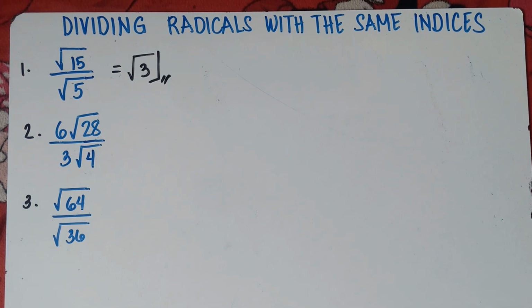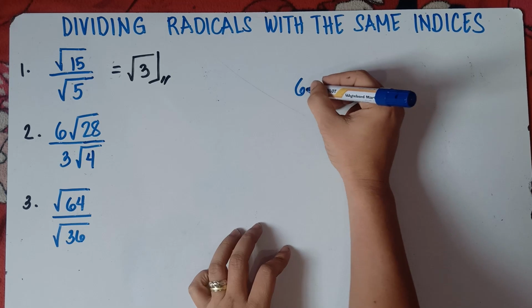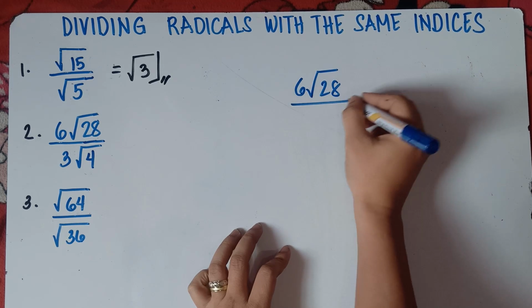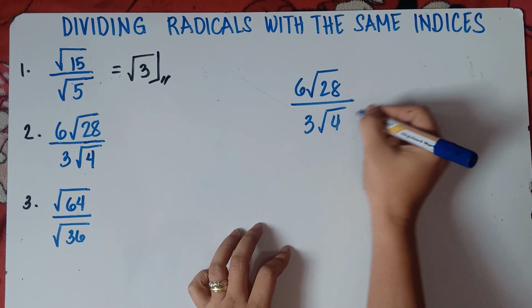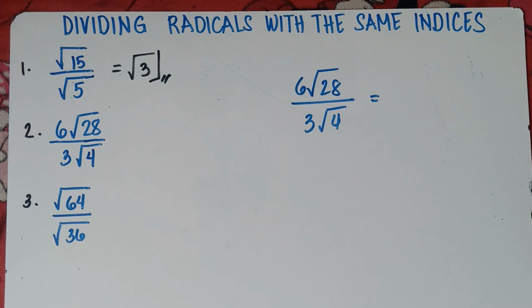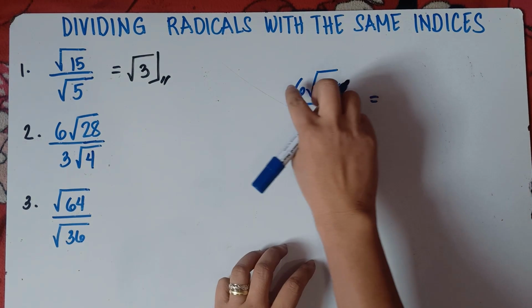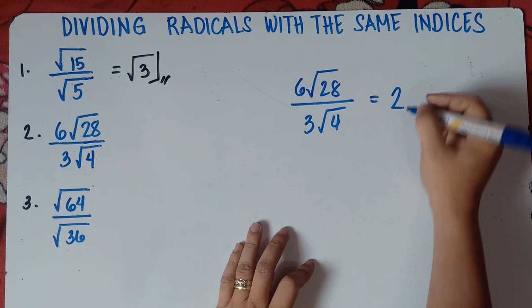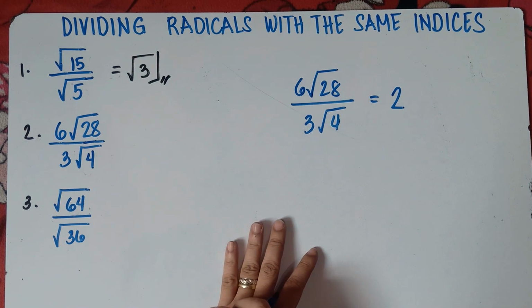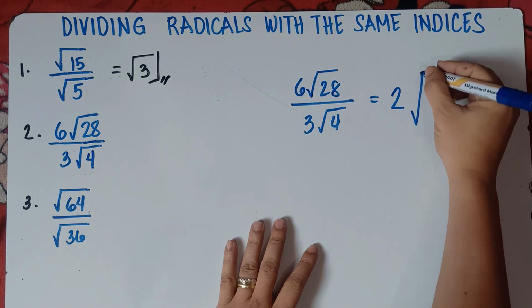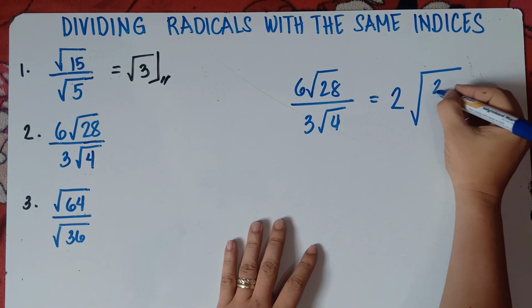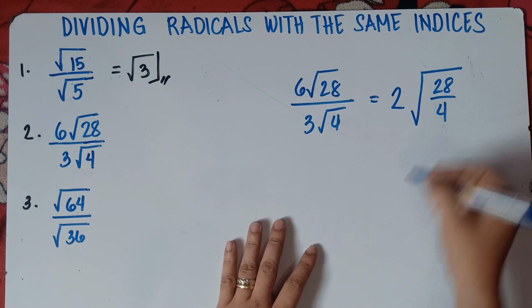Alright, let's try number 2. We have 6 square root of 28 divided by 3 square root of 4. Check, class, can we divide 6 by 3? Yep, we can. So divide the numbers outside: 6 divided by 3 is 2. And then copy the square root. That would be 28 divided by 4.